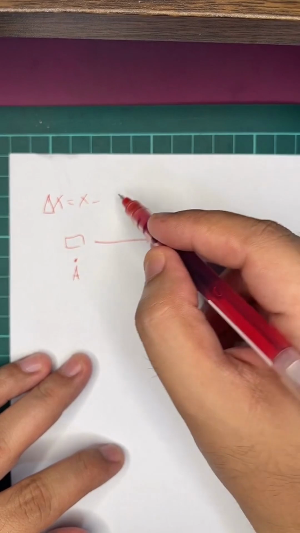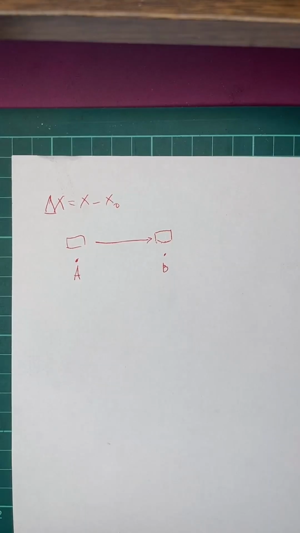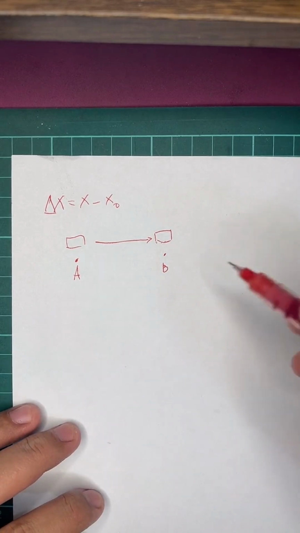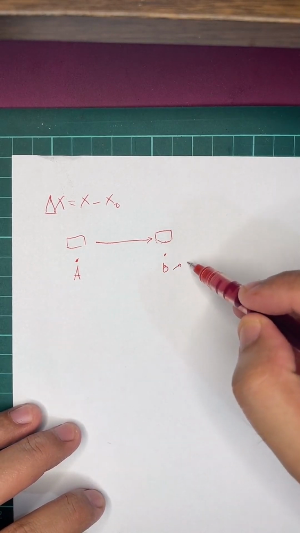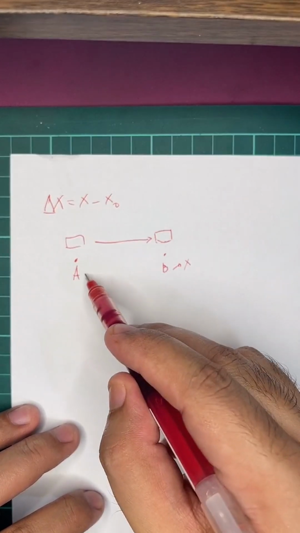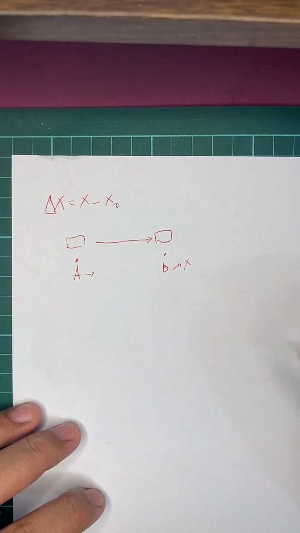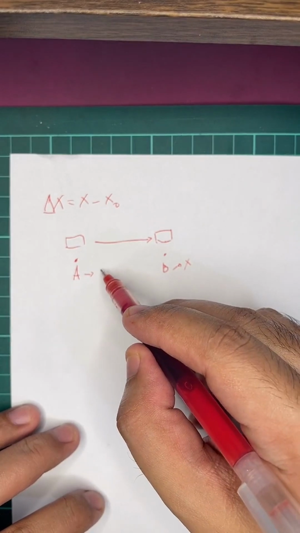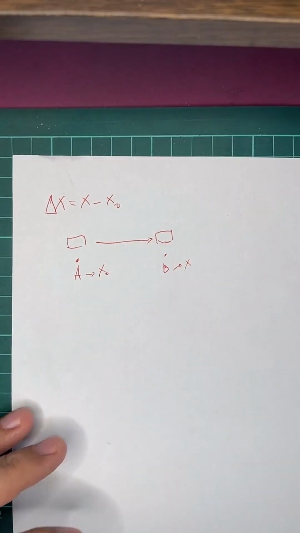minus x naught. So that would be delta x, simply getting the difference between the final and initial positions of the object. Final being point B, so this would be x. A would correspond to x naught, or the initial position.